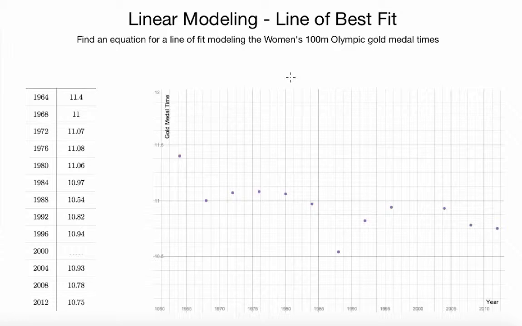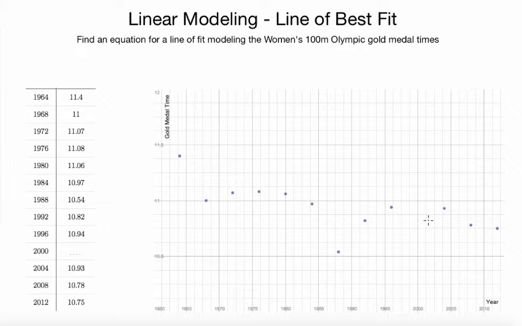So what I've got here is some historical data I took from 1964 on to 2012. I took the gold medal winning times for the women's 100-meter Olympic dash, the race. And what we're going to do is I plotted them. We've got the table values here. We plotted the points, and we're going to draw a line of best fit. We're going to come up with a linear equation that seems to model the trend of what we see.